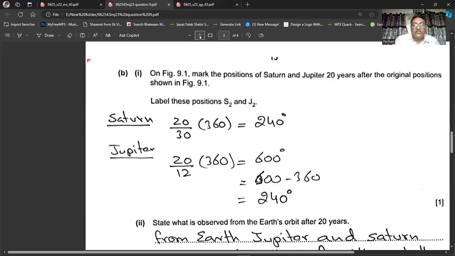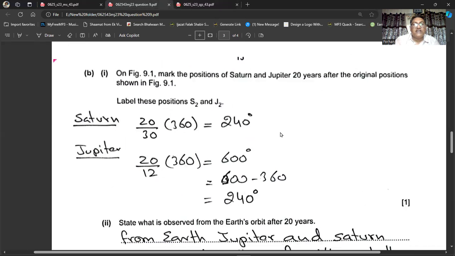So Saturn, which completes its orbit in 30 years, in 20 years, how much would it have moved in terms of angles around the sun? So it is 20 by 30 multiplied by 360. So Saturn will move 240 degrees.